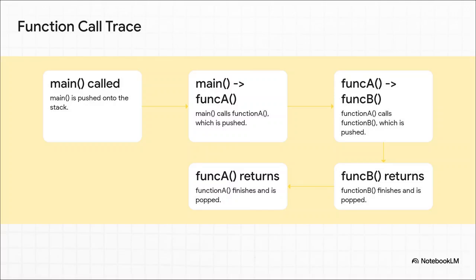Okay, let's watch this in action. Your main program kicks off. Push, it's on the stack. Then main calls function A. Push, function A lands right on top. You guessed it, function A calls function B. Push, there's function B at the very top. Now watch this. Function B finishes its job. Pop, it's gone, and control snaps right back to function A. Then function A is done. Pop. And just like that, we're back in main, right where we left off. It's perfect, predictable. Last one in, first one out.